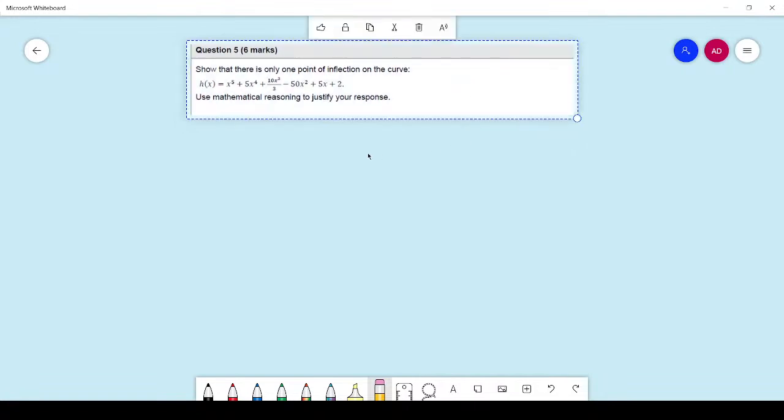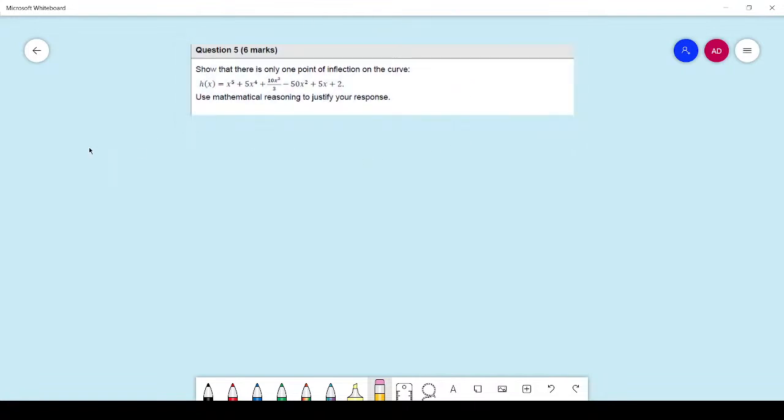Right, so another inflection point question. Show that there is only one point of inflection on the curve h(x) equals blah polynomial. Fifth degree polynomial, so that's a bit of a hassle. Use mathematical reasoning to justify your response.